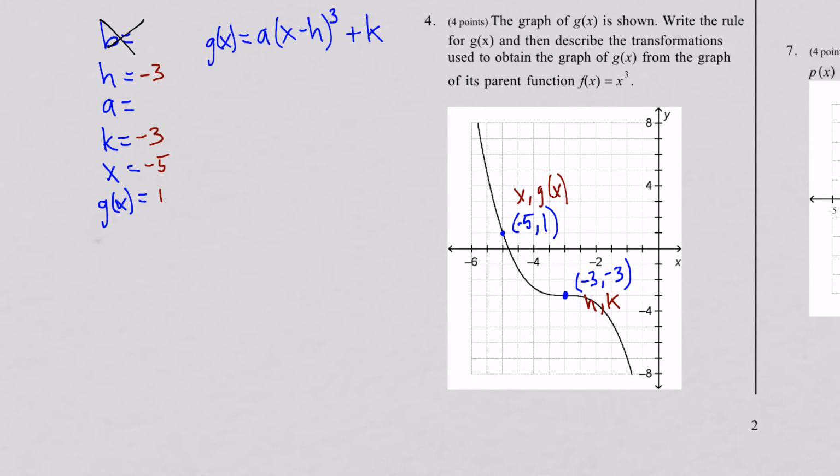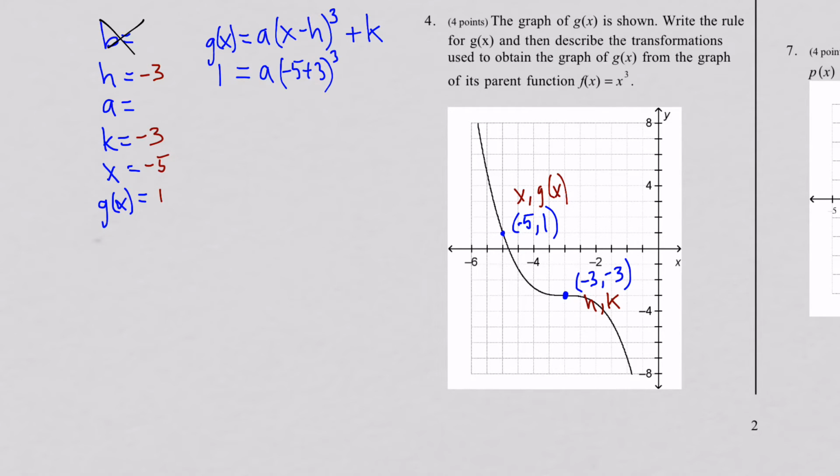Okay, now you just plug in all the values that you know. G of x, in place of g of x, I'm going to plug in 1, so put a 1 right there. A, we don't know. X, in place of x, I'm going to plug in a -5. Minus h, careful there, minus h. H is -3, so what you need is minus -3. So what I'm actually going to write is +3. So be careful with that one.